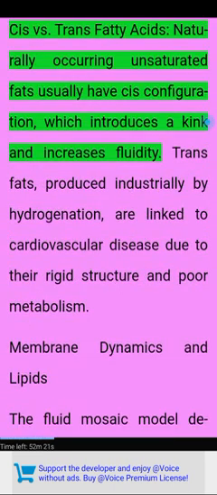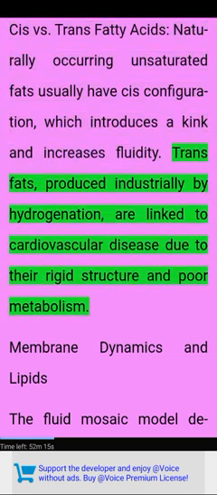Cis versus trans fatty acids. Naturally occurring unsaturated fats usually have cis configuration, which introduces a kink and increases fluidity. Trans fats, produced industrially by hydrogenation, are linked to cardiovascular disease due to the rigid structure and poor metabolism.